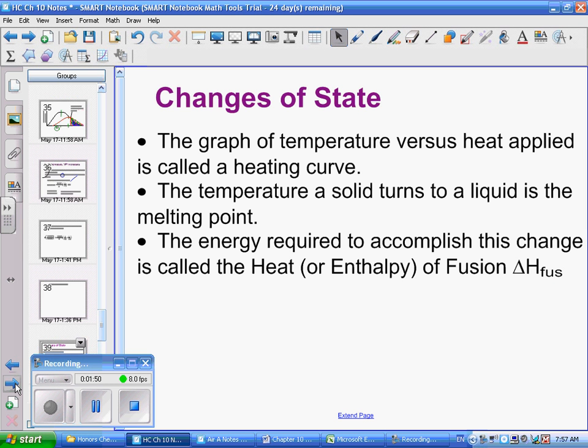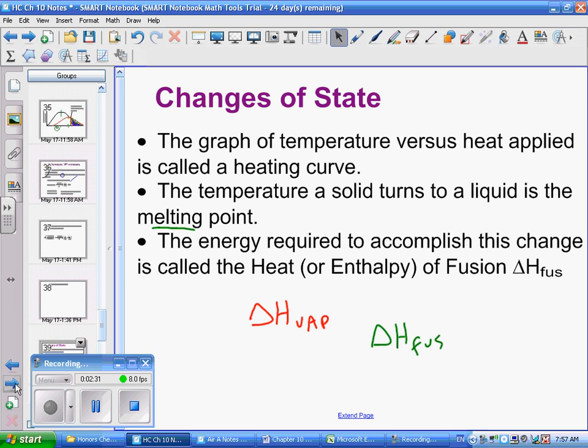So something goes on when we hit the melting point slash freezing point, or the boiling point slash condensation point, which we'll talk about in a second here. The energy required to accomplish this change is called the heat or enthalpy of fusion, which is delta H of fusion. Okay, so earlier we took a look at the delta heat of vaporization, which is the energy that it takes to vaporize something, to put it in the gas phase, or the point at which it'll condense. So we have evaporation and condensation happening at this point, and now we see a different point where we have the delta heat of fusion, which is melting and freezing.